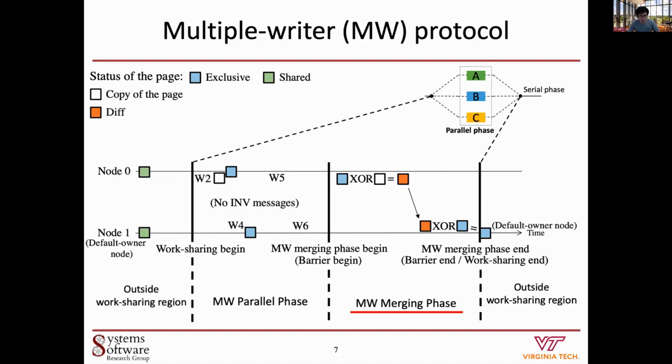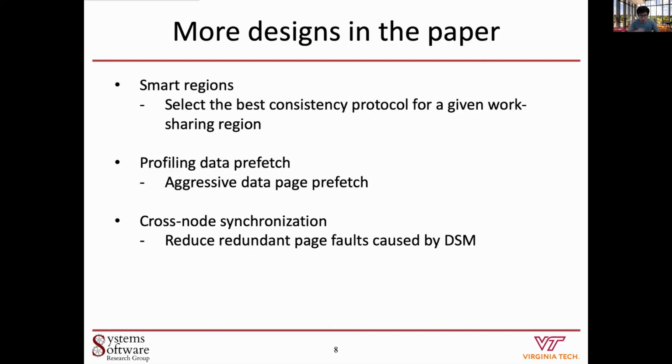Because the MW protocol may not pay off in all scenarios, we introduce a heuristic named smart regions to select the best consistency model for a given work share region. Also, we provide a profiling and prefetching mechanism to further reduce the number of read page faults in work share regions. Last but not least, we design a low overhead multi-domain synchronization primitive for avoiding redundant page transfers caused by DSM. More details for these designs can be found in the paper.